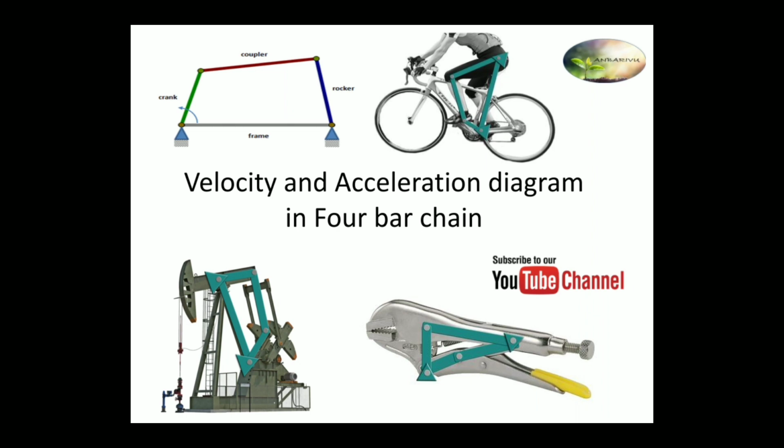Then we move to the problem. PQRS is a 4-bar chain with link PS fixed. The lengths of the links are PQ equal to 62.5 mm, QR equal to 175 mm, RS equal to 112.5 mm and PS equal to 200 mm. The crank PQ rotates at 10 radian per second clockwise.